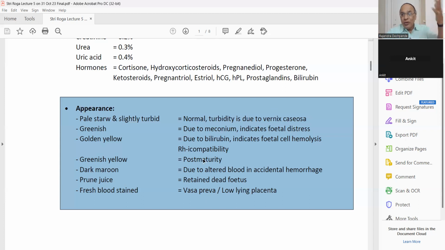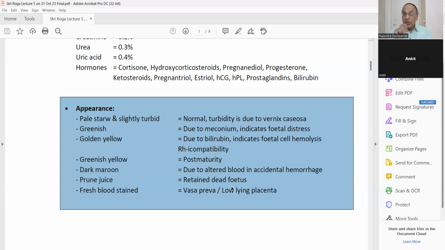That is post maturity. 9 months, 9 days, and the pregnancy is still going on. Then it becomes greenish yellow. Dark maroon is due to altered blood in accidental hemorrhage. If there is a trauma to the uterus, to the mother, then that can affect the amniotic fluid inside. Prune juice, retained dead fetus. Oh my God! If the baby has already died in the uterus, it is called intrauterine death.